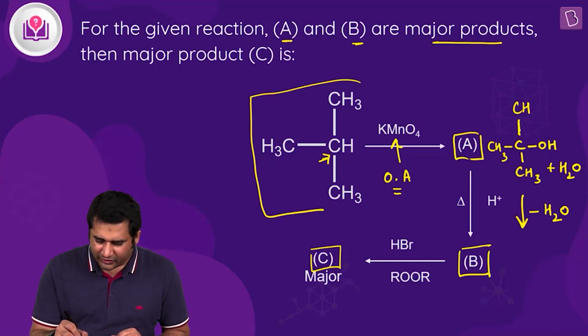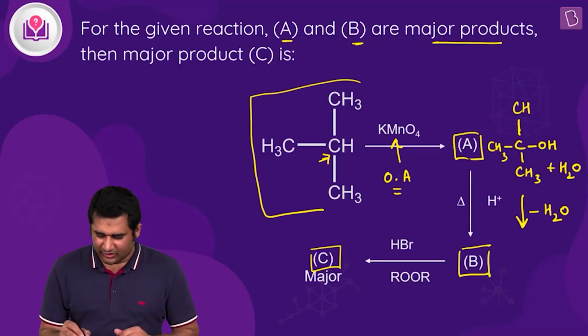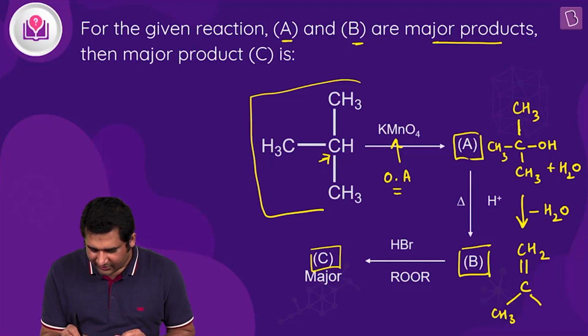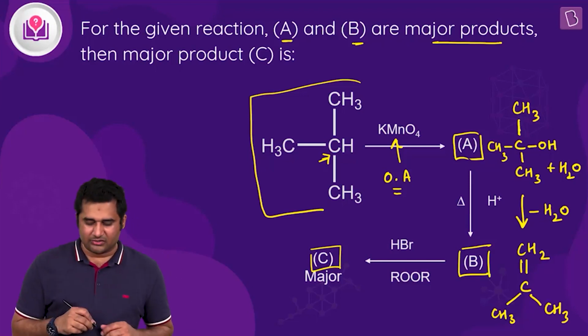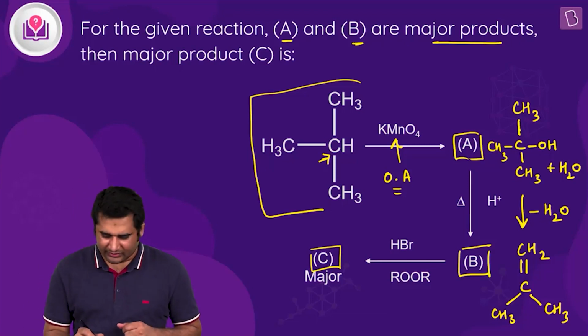All right. Although there is a mechanism for this particular process, let me tell you the mechanism as well, but let me first tell you the product. So the product here will be like this: CH2 double bond C, and then CH3 and then CH3. So this will be the product basically. But let me tell you how this product is getting formed. It is very simple actually.